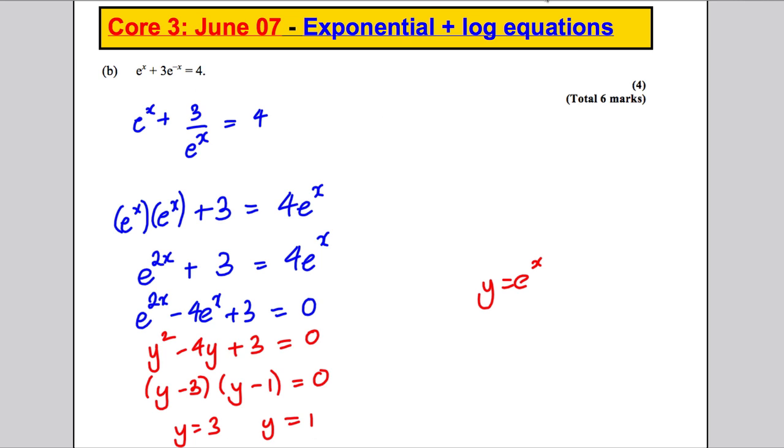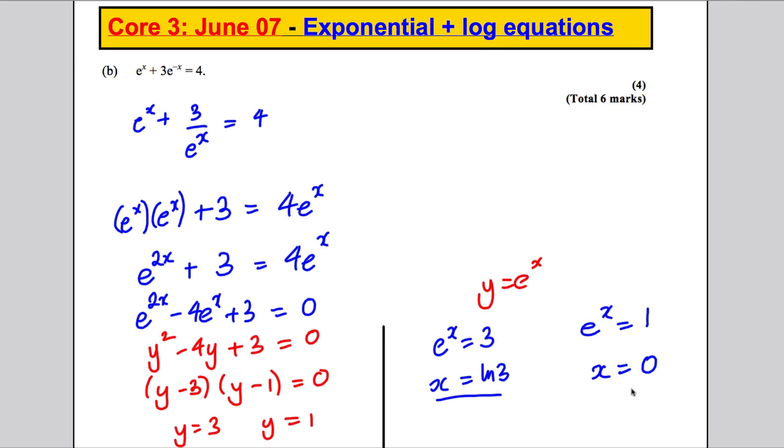Now we didn't want y, we wanted x's in the end. So you should have continued down the page here. I'm just working over here because I've run out of a bit of space. If y is equal to 3, then e to the x is equal to 3, or e to the x is equal to 1. Taking natural logarithms of both sides, this would get me x is ln 3. And x is ln 1, which is 0. That's one answer. That's the other answer. I'm done.